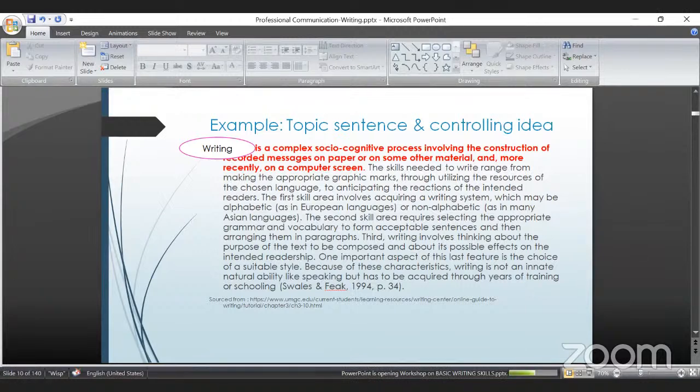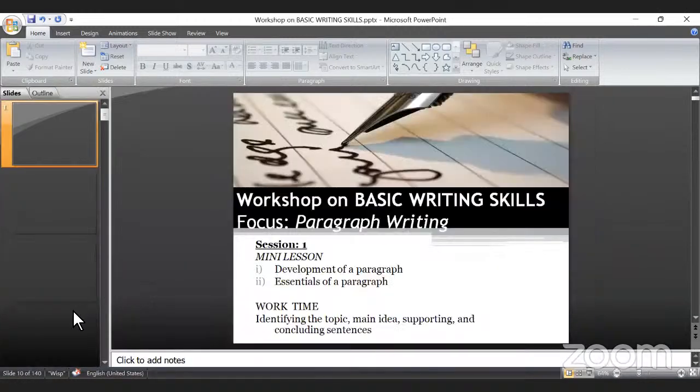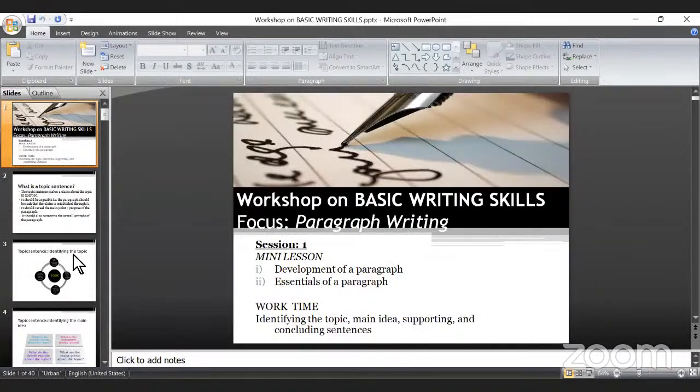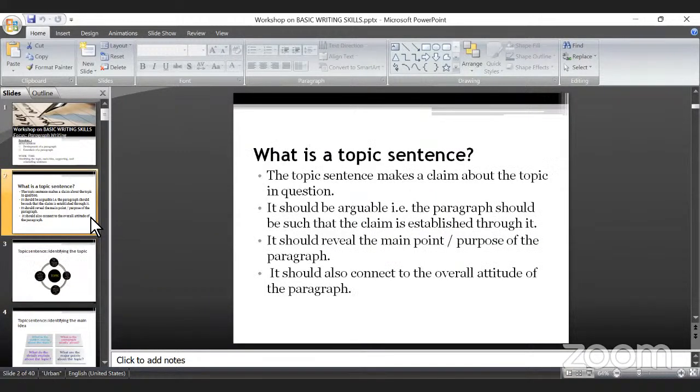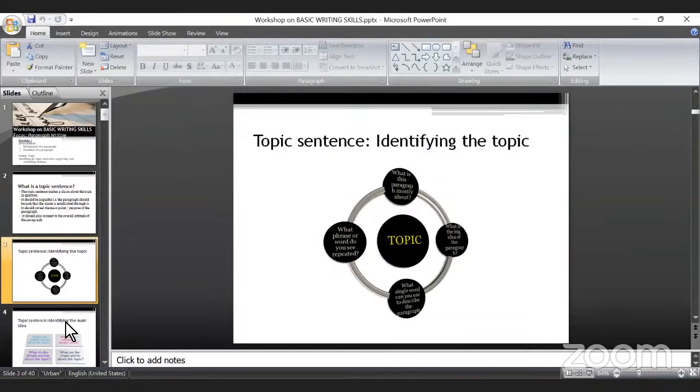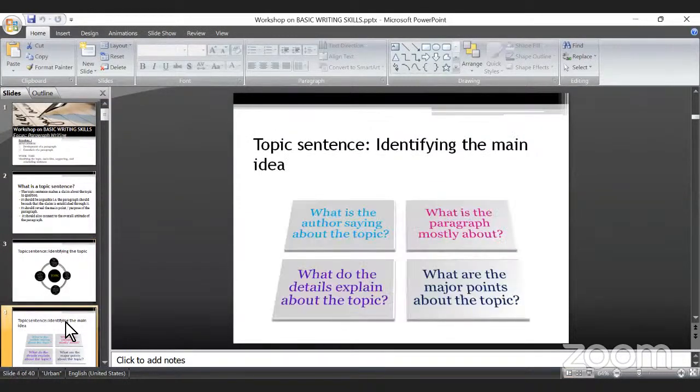When you're looking for topic sentences in a paragraph, there are certain questions that you can ask yourself. Whatever answers your questions would be the topic sentence, or the topic of the paragraph. So let me see if you can do that without me telling you. I'll definitely tell you how to do that. What is this paragraph about? Any idea?